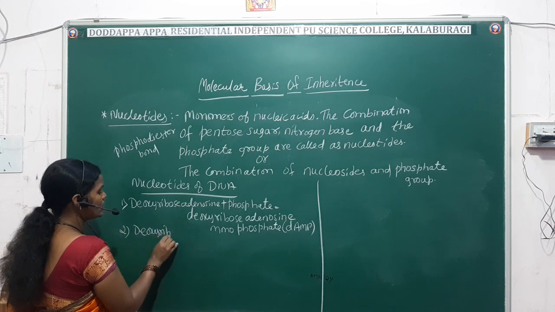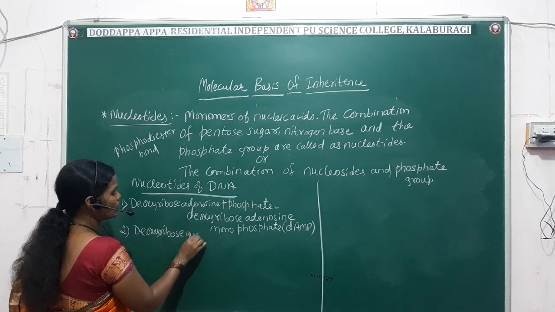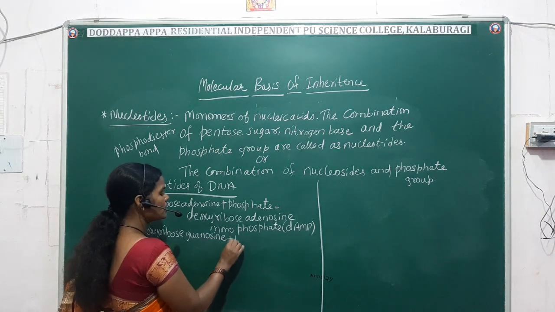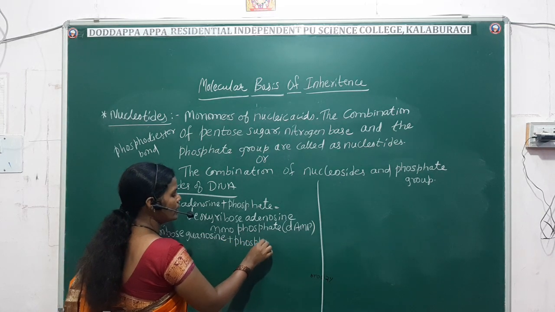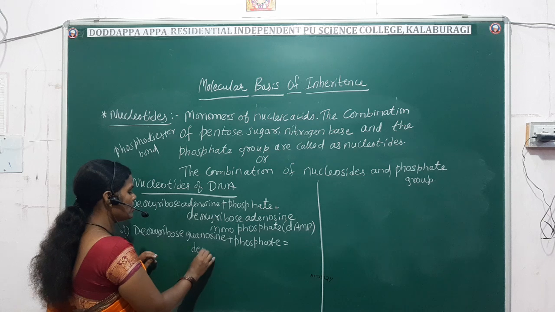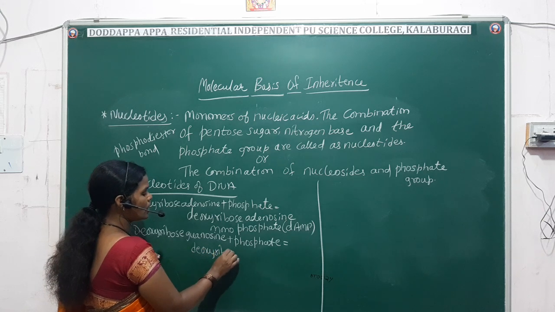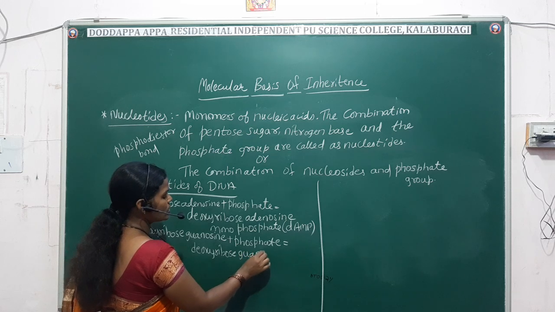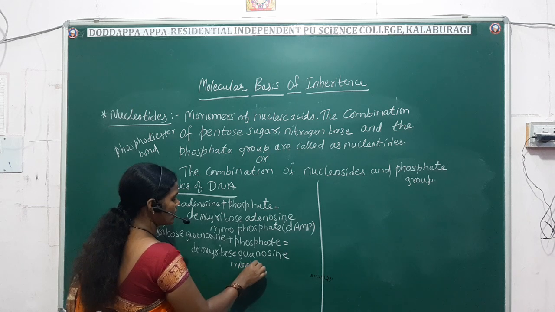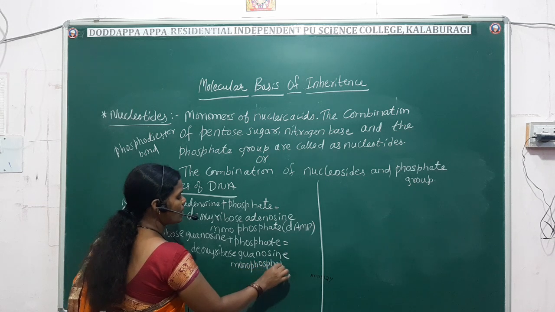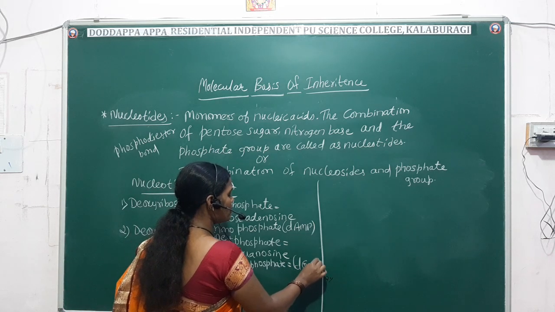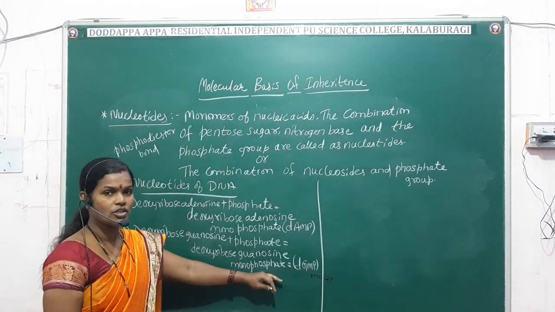Second one is deoxyribose guanosine. Deoxyribose guanosine plus phosphate is deoxyribose guanosine monophosphate. It is also called as DGMP.